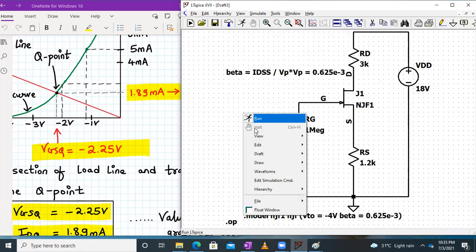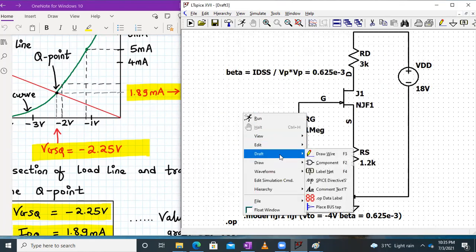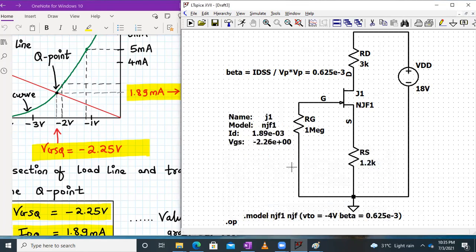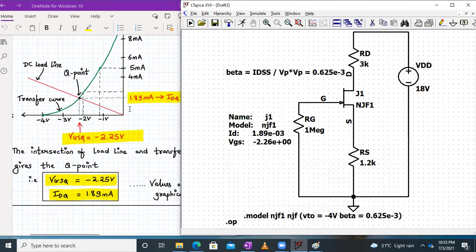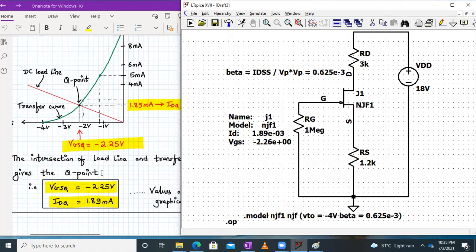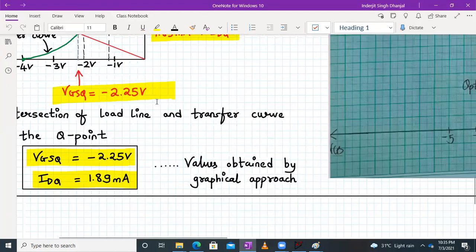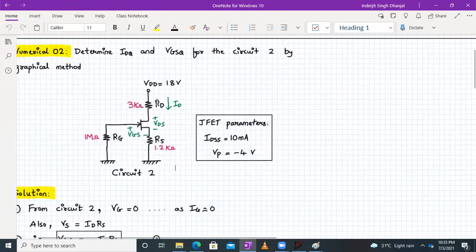Okay, let me add these values over here by going to draft and comment, and here it is. So these are the values we are getting for the self-biasing circuit, and these values are exactly matching. ID is 1.89 milliamperes and VGS is 2.25. Okay, so this was about numerical number 2. Let us move on to numerical number 3.